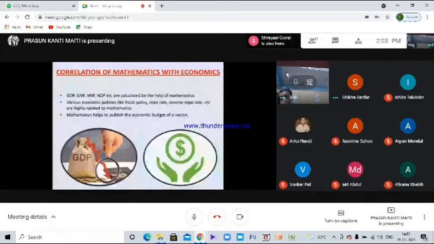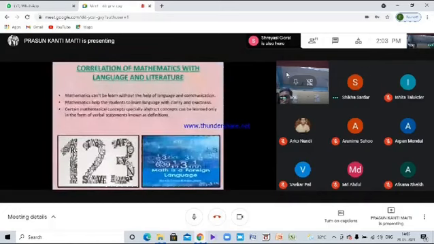Now, in the next section, we have discussed the correlation of mathematics with language and literature. Mathematics cannot be learned without the help of language and communication. Mathematics helps students to learn language with clarity and exactness. Certain mathematical concepts, especially abstract concepts, can be learned only in the form of verbal statements known as definitions. Books build connection to math for linguistic learners who tend to think in words.